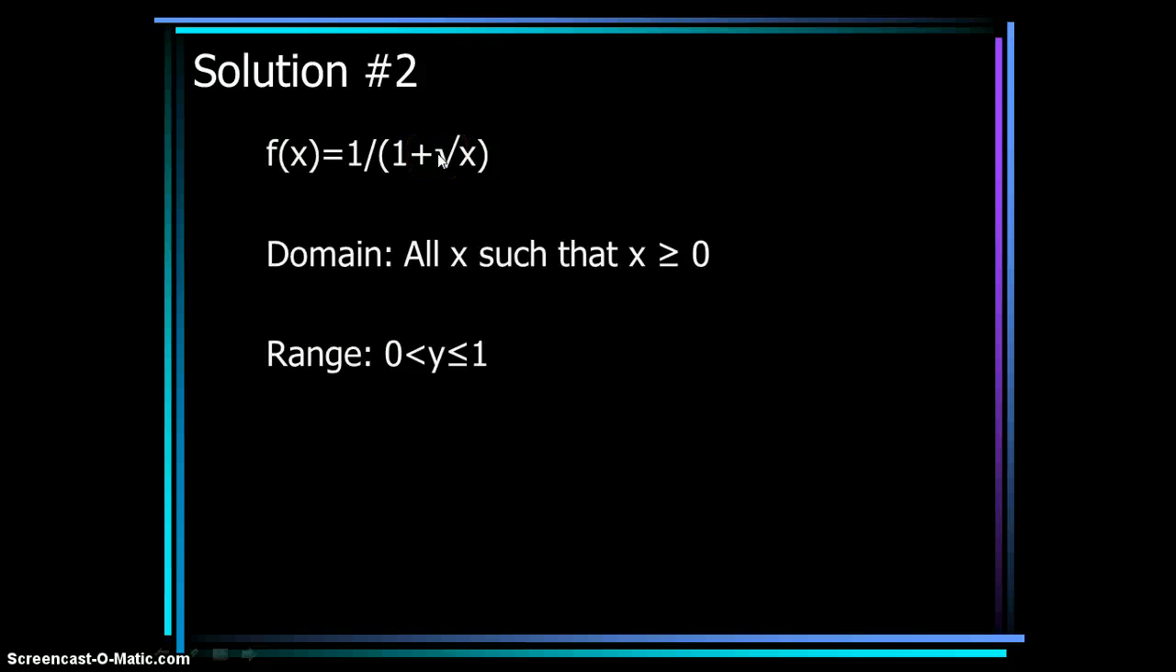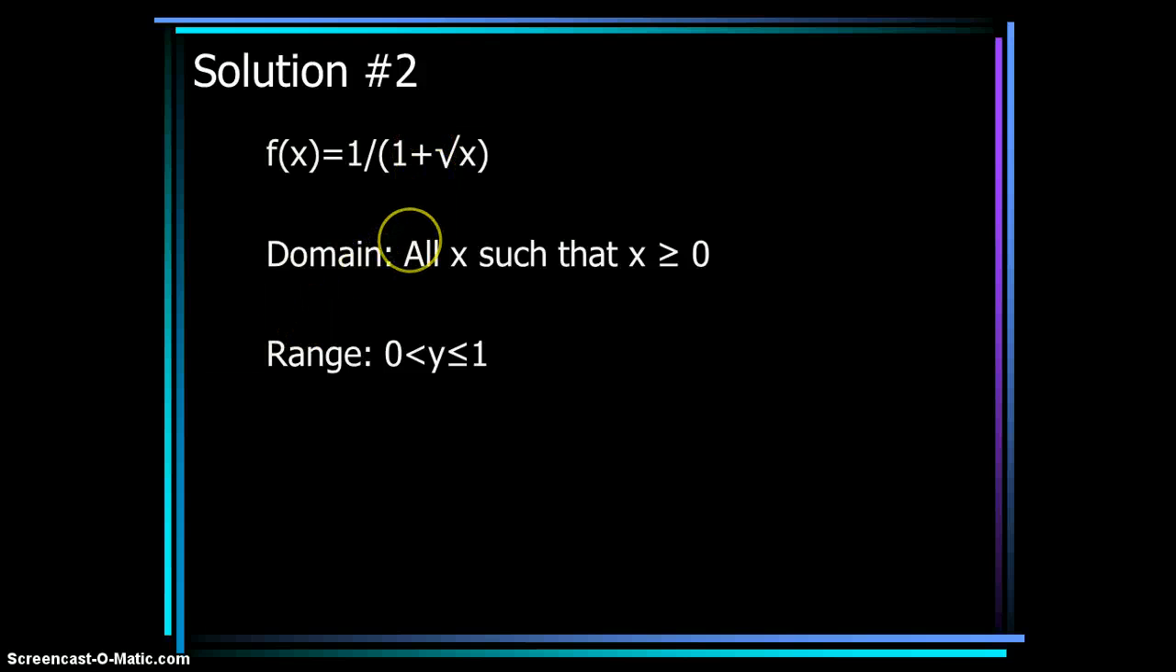So the largest, if x is as large as it could be, I'm going to have a very large denominator, which means the fraction is going to get very, very close. And in calculus, we would say that it would approach but not equal 0. So the smallest y could be is just infinitely close to 0.